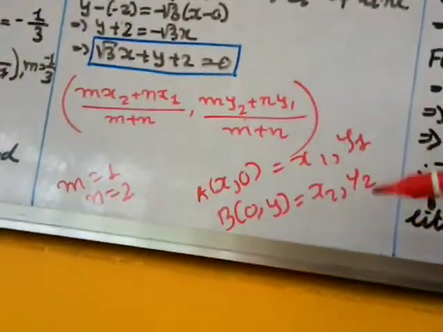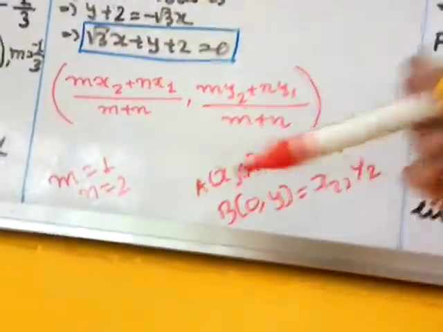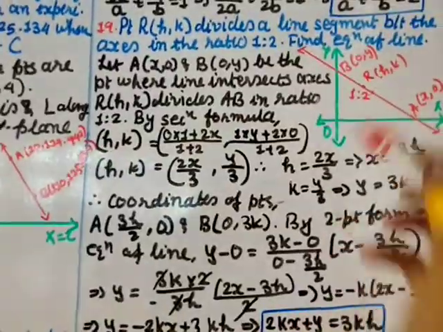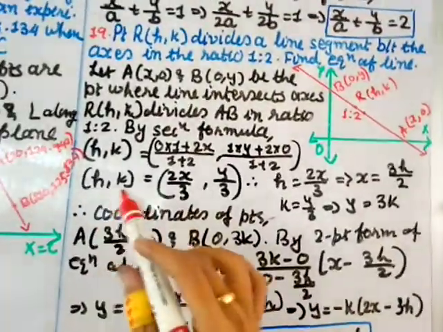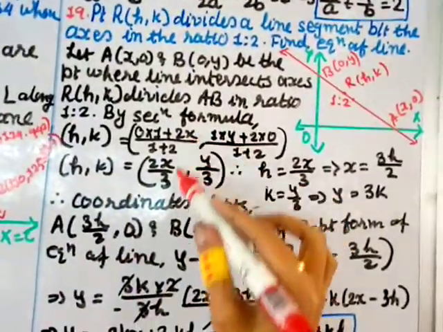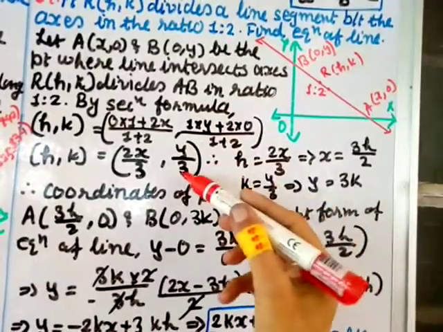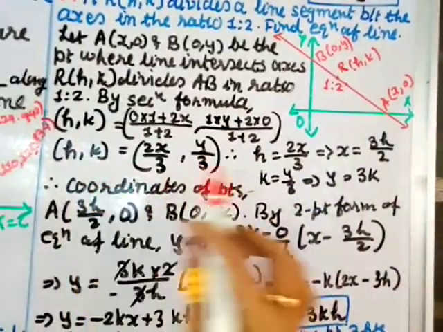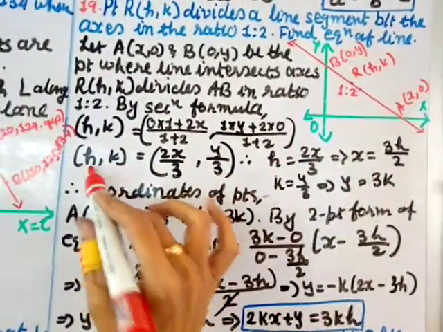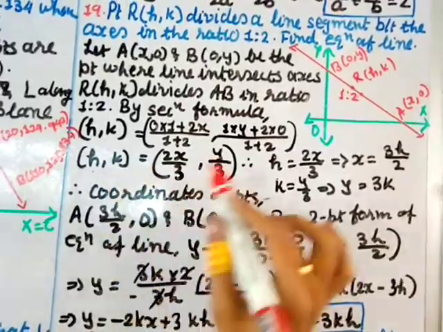Okay, just using this formula, and I have already written the coordinates here, and the m and n values we can solve ourselves. Okay, I am just directly writing it. So (h, k) is equal to (2x by 3, y by 3). Okay, so compare the x coordinate and y coordinate. So h equal to 2x by 3 and k equal to y by 3.